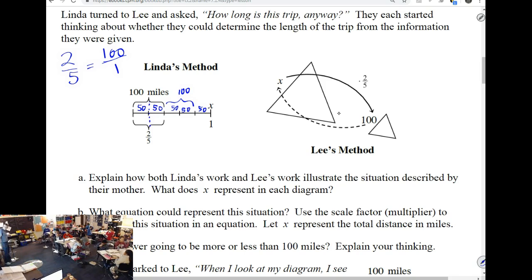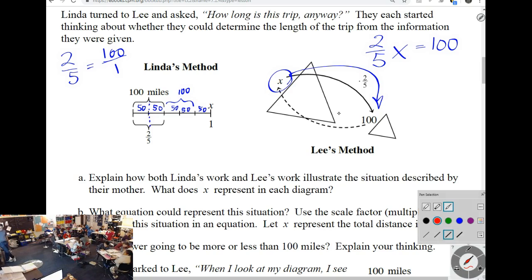When you're narrowing down something, you would have to times it by two-fifths. If you were to enlarge something, you want to times it by the reciprocal of what you narrowed down to. So it would be 5/2. So what they've shown us right here, this 100 is 2/5 of the x. 2/5 of x is 100. But what Quinn says is if I want to go the other way, I multiply by 5/2.